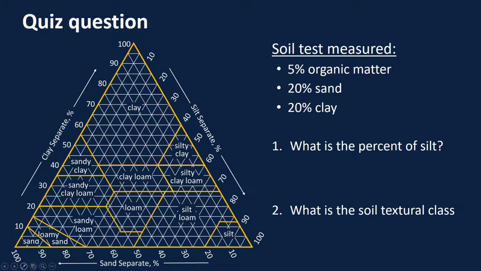So you get a lab test back from the soil testing lab, and it reads 5% organic matter, 20% sand, 20% clay. First question, calculate the percent of silt. Then once you have that, determine your soil texture class. Go ahead and hit pause, and we'll be back with you in just a second. We'd hit some Jeopardy music, but I believe that's copyrighted, so we'll just go for the silent treatment here for a second and let you figure this out.